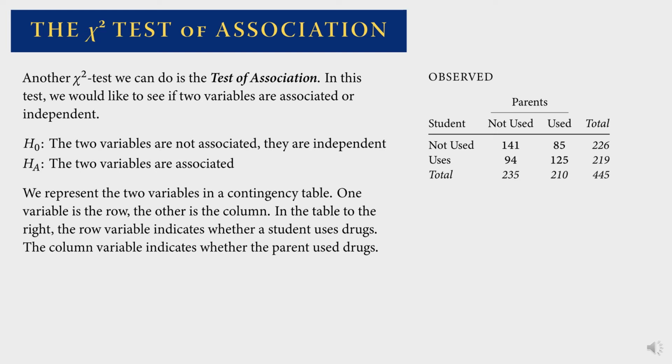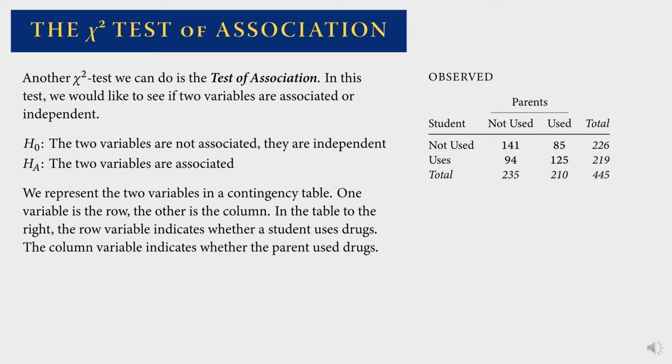There's another chi-square test we can perform. It's called the chi-square test of association or the chi-square test for independence. When we have two variables and we want to determine whether they're independent of each other, we can use this test.